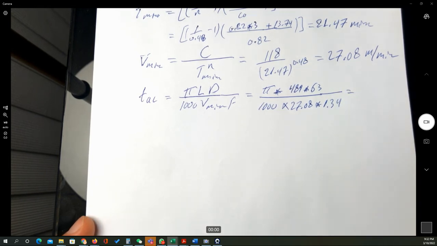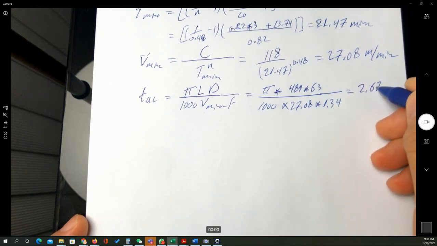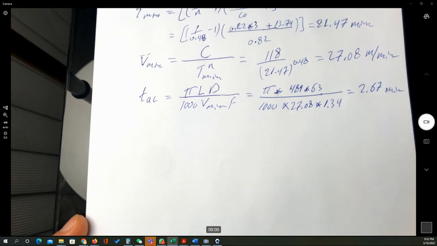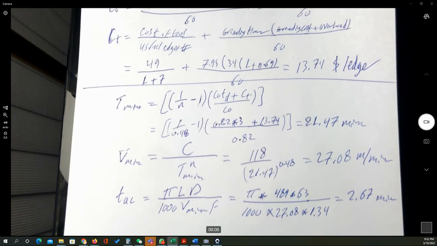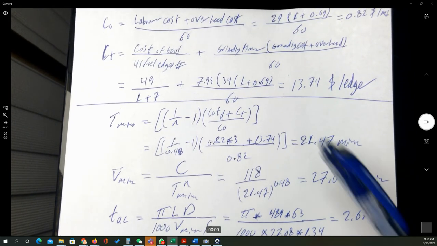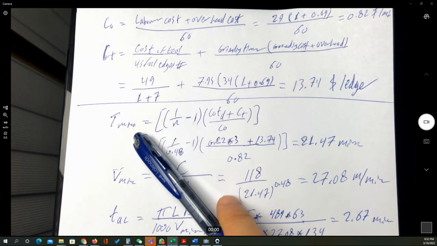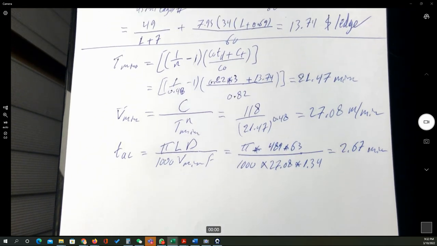And my answer is going to be, actually, I'll give you my answer because I have my own calculator and all the figures given to me. This will be 2.67 is the value for the TAC. Of course, this will be in minutes. Okay, now just a review before we go further. We found the CO, we found the CT, then calculated the T minimum, the V minimum, the TAC according to the V minimum.